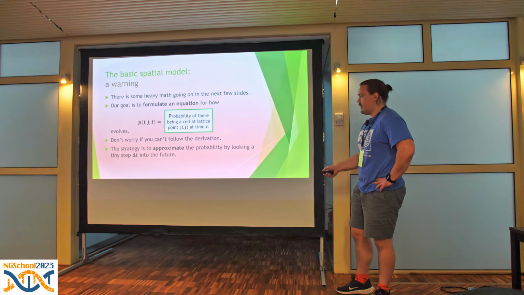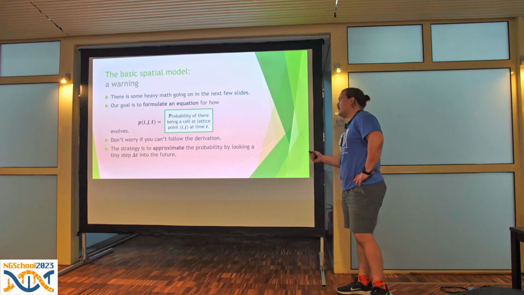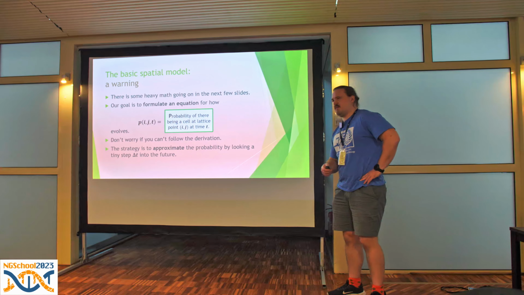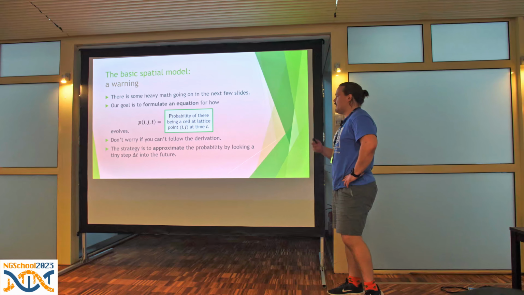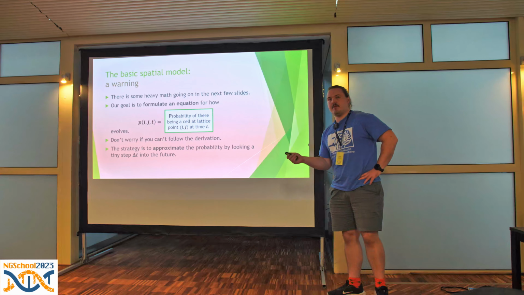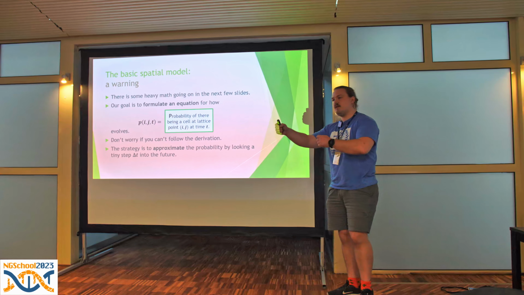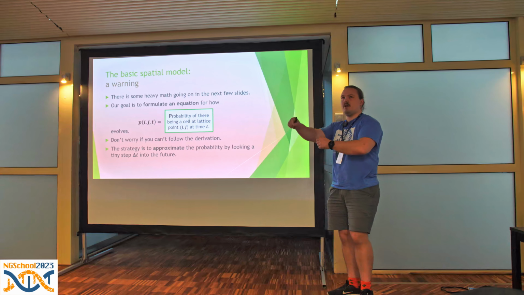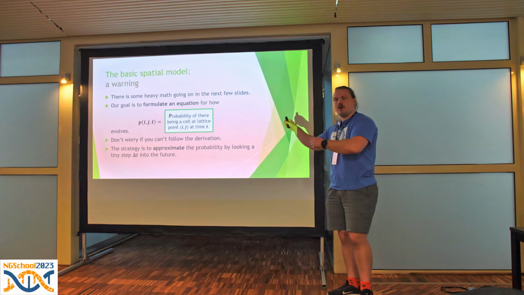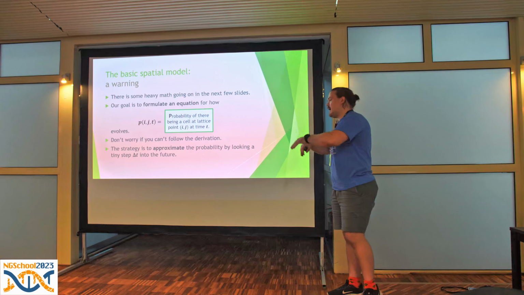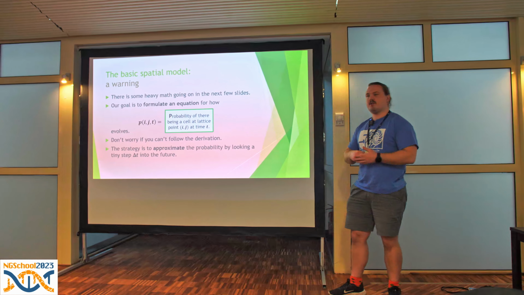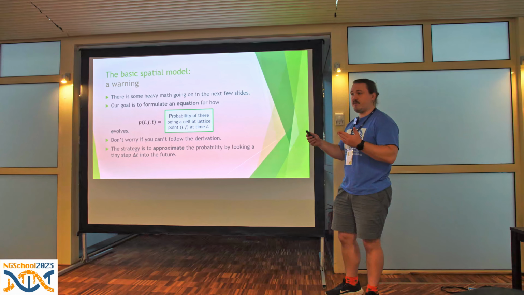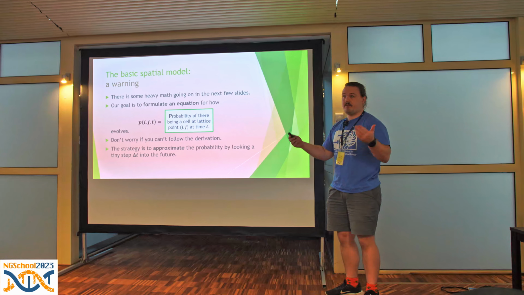Don't worry if you can't follow the derivation, because I will try to hammer in how to get an intuition for how it looks later on. But the strategy is basically the same as before. We take a little time step delta t, we approximate how probable every different outcome is after this little time delta t, and then we create a differential equation. A differential equation is an equation that involves derivatives.